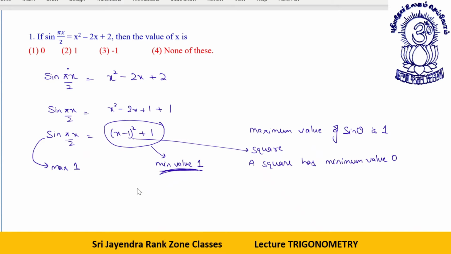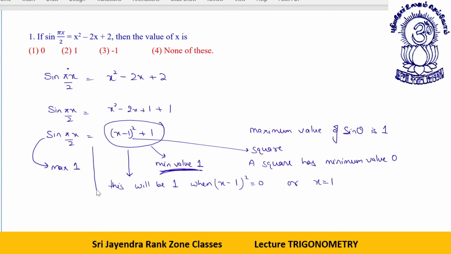When will this value be minimum? This will be 1 when x is equal to 1. Why? When (x minus 1) square is equal to 0, or x is equal to 1. Getting it? So this expression will be minimum when x is equal to 1. So everything is balanced now.